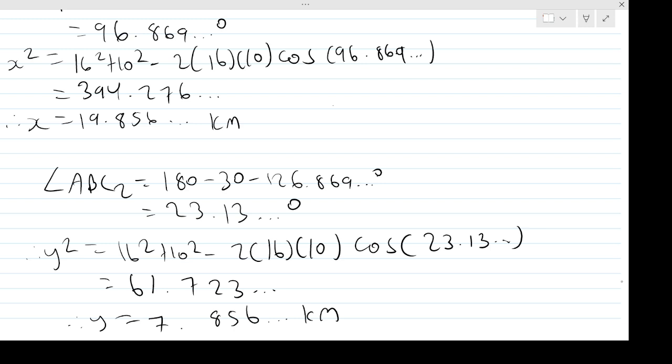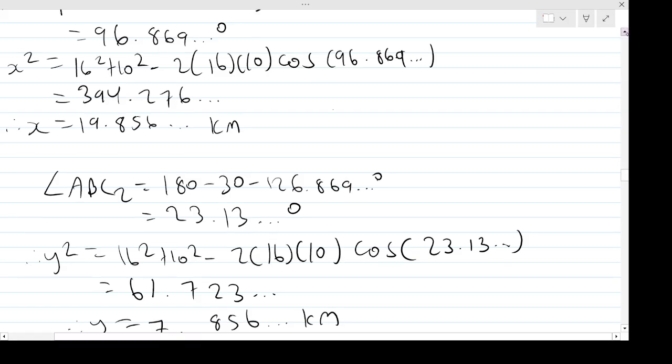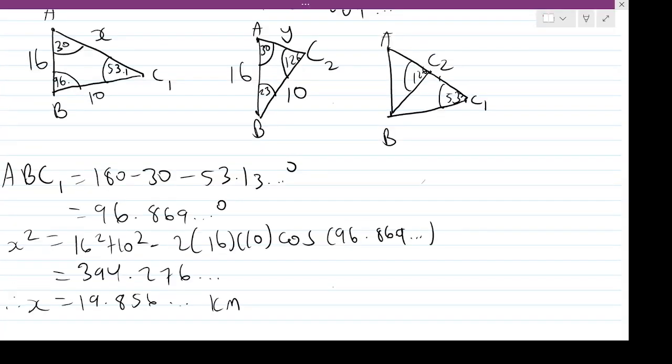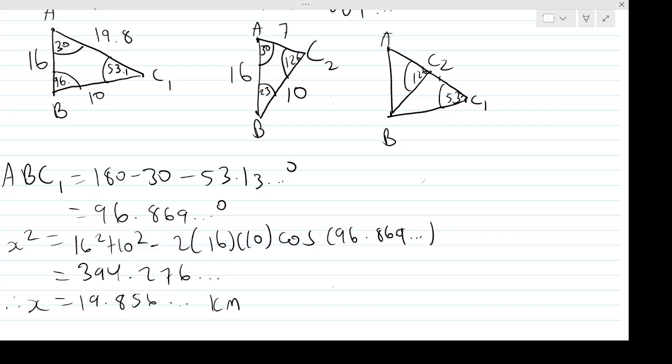Okay, right. So then I've got these two distances. So x is this 19.8, right? And the y was this 7.8, or 7.9 if I round it. So I've got the distances between A and C1 and C2, but it wants me to work out the distance between the two points of C. So in other words, the distance between C2 and C1.